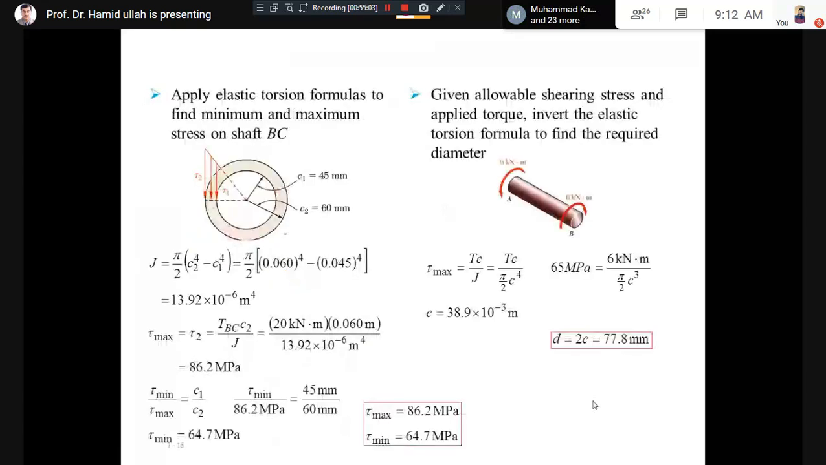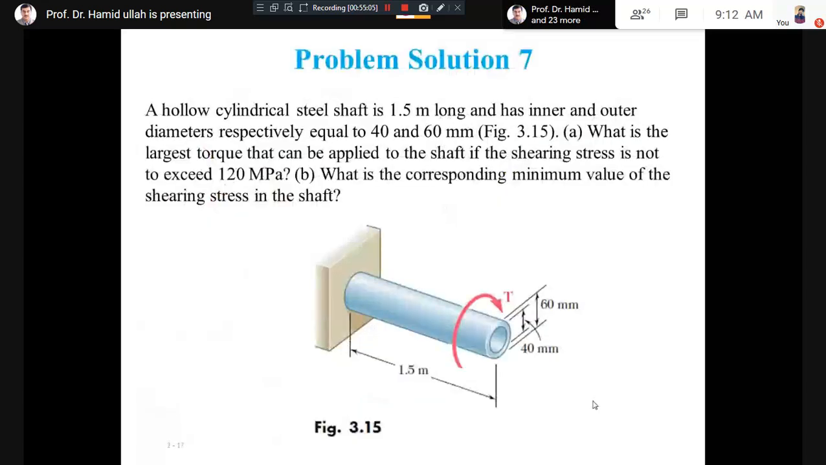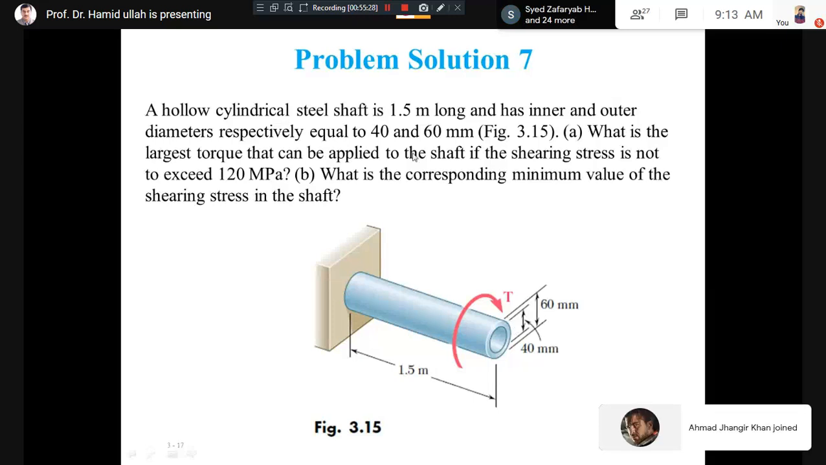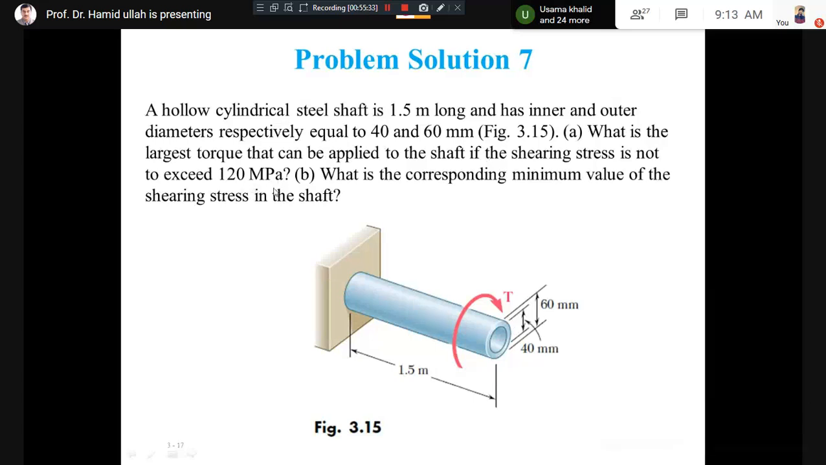So here, if you look at it like a cantilever beam, the left side is fixed on the right side, there is a load. What is the load? Torque T. You can see it is a hollow shaft, the length is given, and the inner and outer diameters are given. Apart from this information, the shear stress is given not to exceed 120 megapascal. This is another piece of information given.